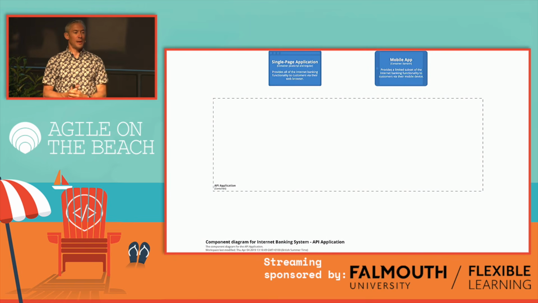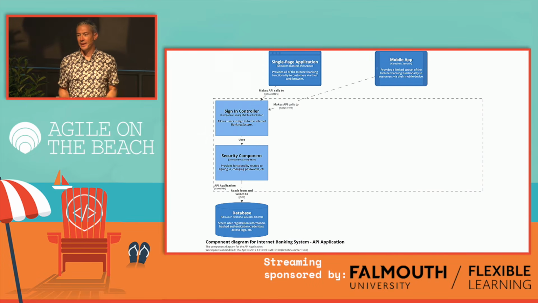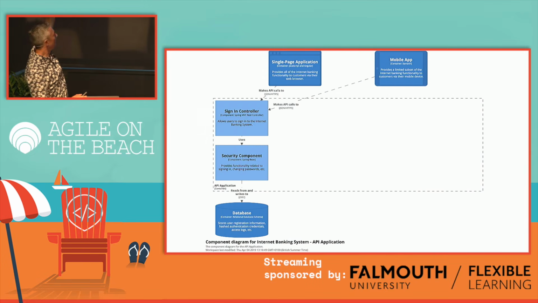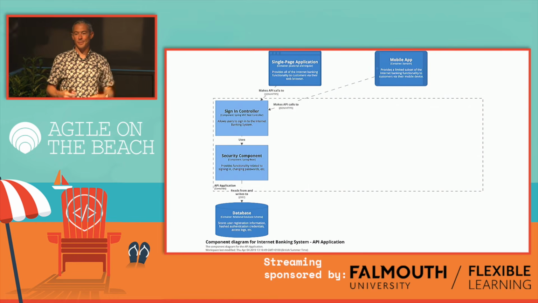You open up the mobile app. You need to sign in. So I'm going to say we need some sort of sign-in API. So we're going to have a sign-in controller. That's going to use some sort of security component, which is going to do authentication against our credentials in the database, hopefully using hashed passwords and all the rest of it.